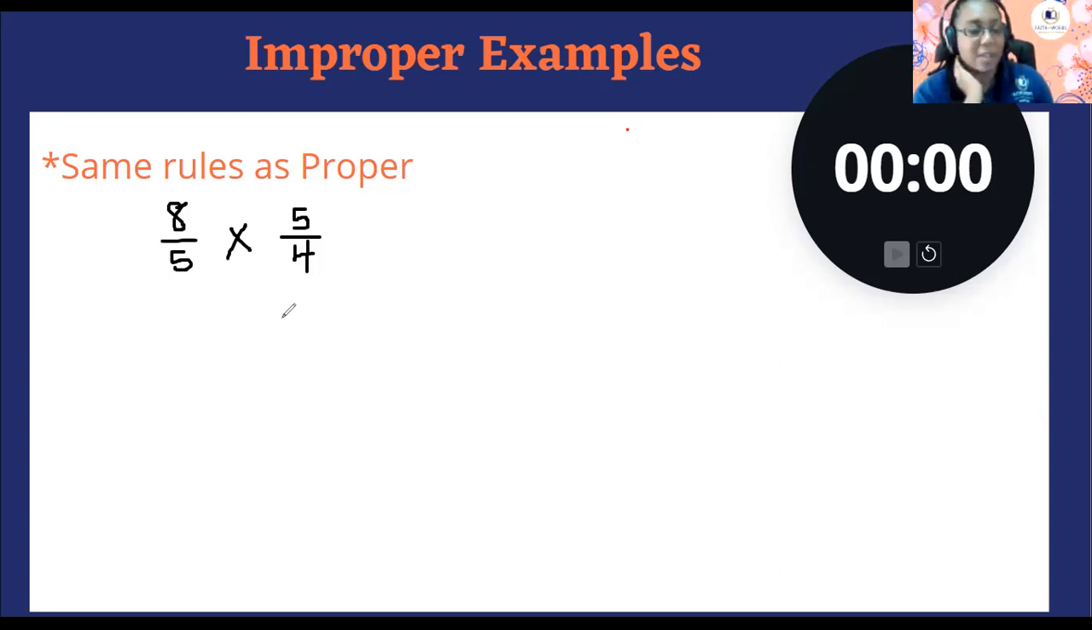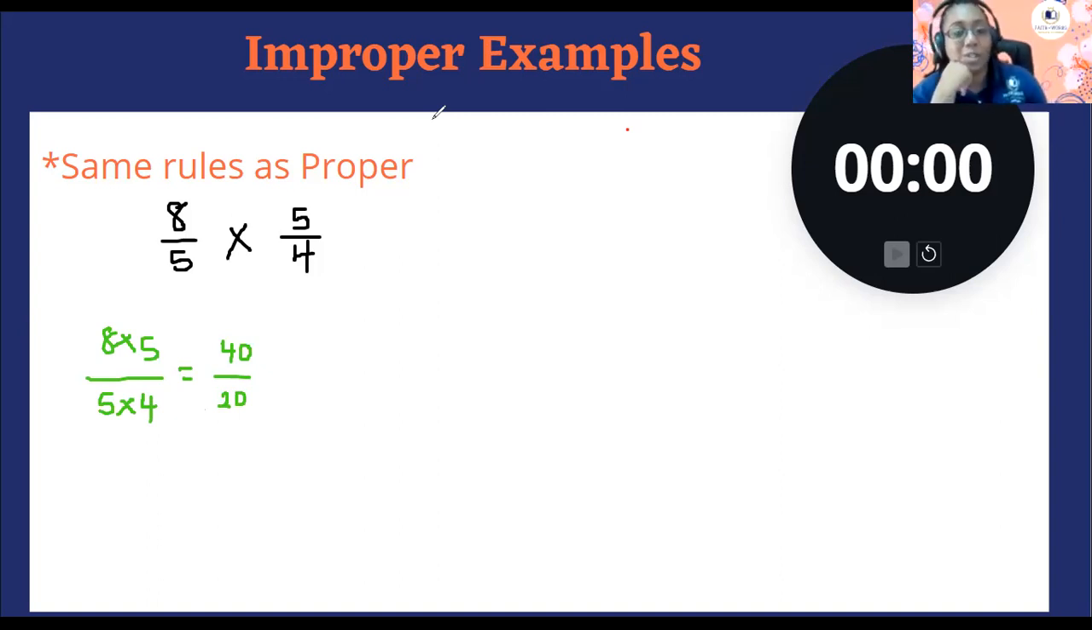So first method, we're going to multiply across. So we have 8 multiplied by 5 over 5 multiplied by 4. And that's going to give us 40 over 20, right? So now we need to figure out, we have to reduce. We can't leave this either.